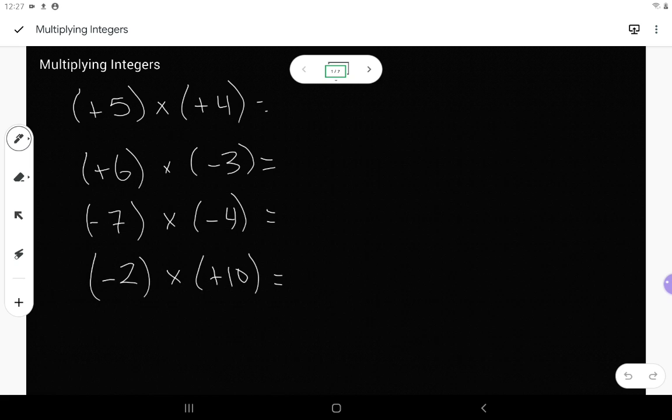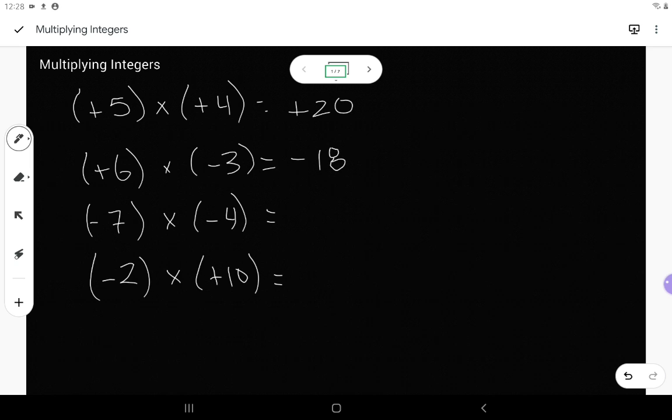So if I had positive 5 times positive 4, if we think about how our models were working, that would mean I would add 5 groups onto our desktop, and each group would have 4 positives. And if I have 4 positives, and that happens 5 times, that would give me positive 20. Then we had something like positive 6 times negative 3. That would mean I would add 6 groups onto that desktop, and each group has 3 negatives. And if I do 3 negatives 6 times, there will be 18 negatives in total.